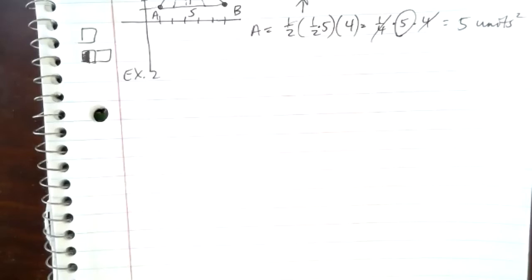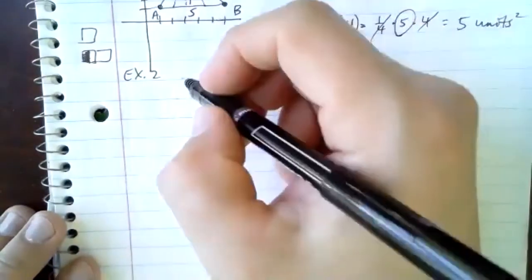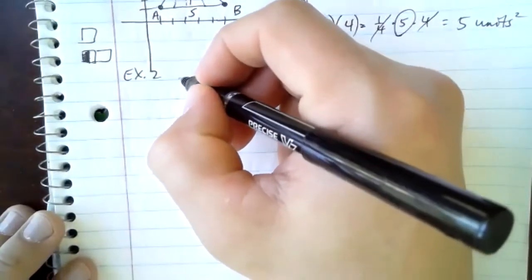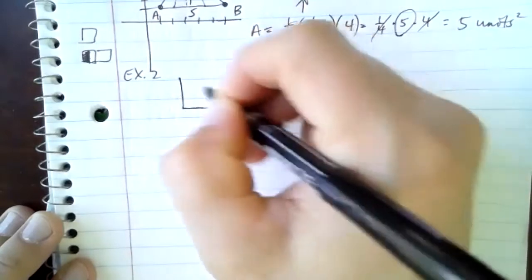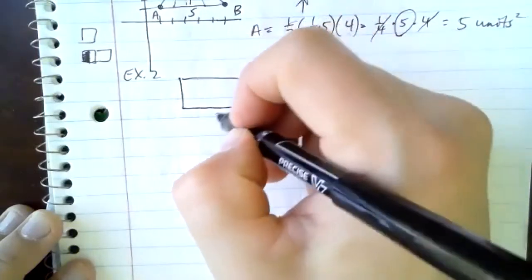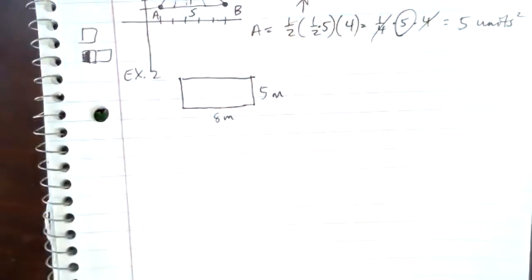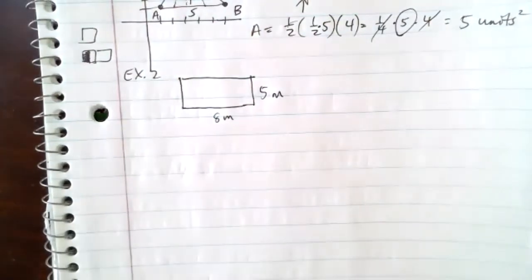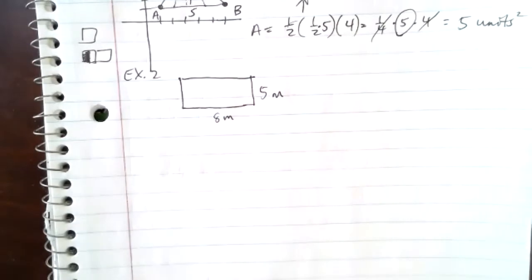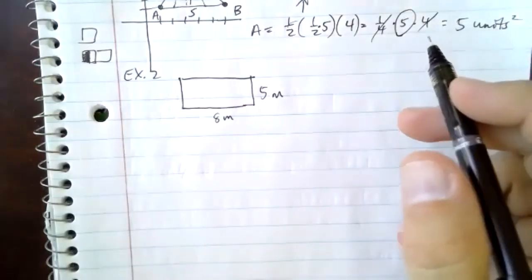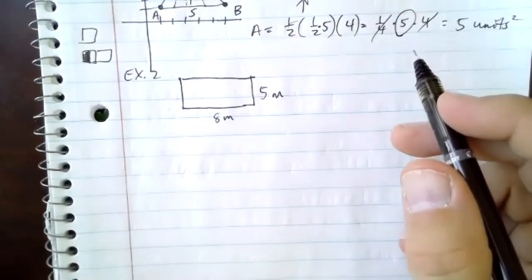It says, describe the effect of each change on the perimeter or circumference and the area of the given figure. Section A says the base and height of a rectangle with a base of 8 meters and a height of 3 meters are both multiplied by 5. So we have a rectangle that looks like this. We have a base of 8 meters and a height of 5 meters. And what they're saying is, what if we changed something here? The base and the height of the rectangle are both multiplied by 5.